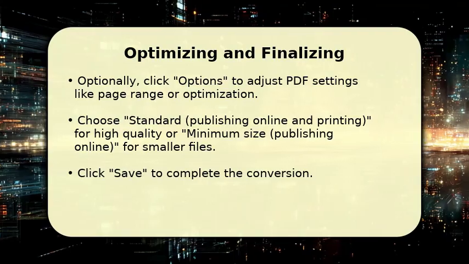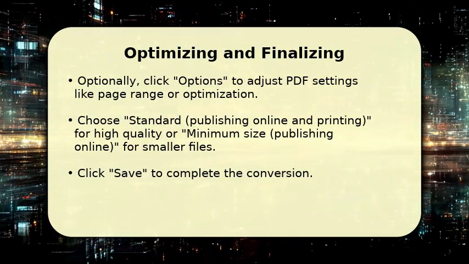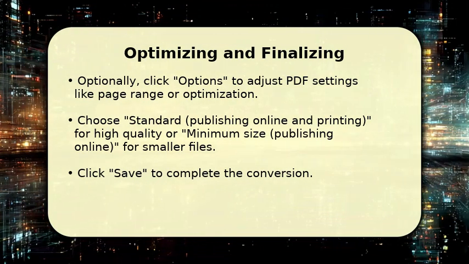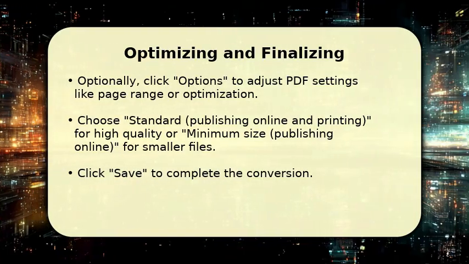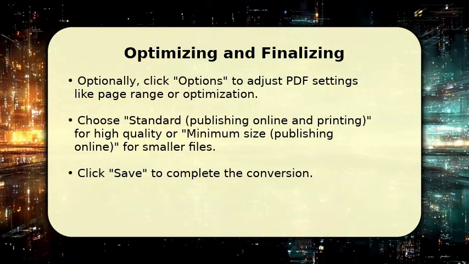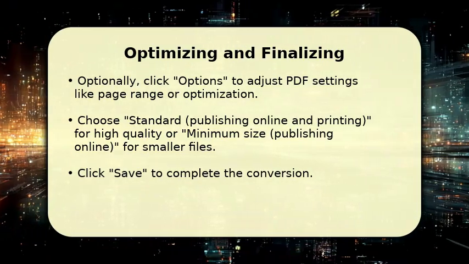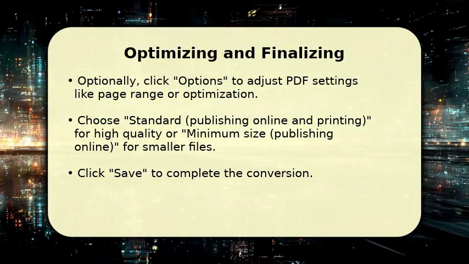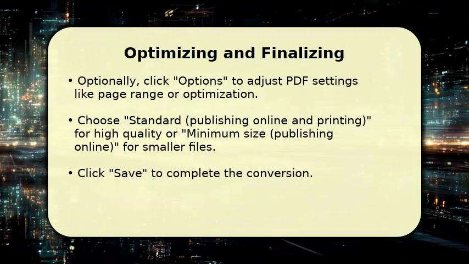Before hitting Save, you have a few optional settings. Click the Options button in the Save As dialog box. Here, you can specify a page range if you only want to convert certain pages or choose to optimize for image quality. For most uses, selecting Standard Publishing Online and Printing provides excellent quality. If file size is a concern, Minimum Size Publishing Online creates a smaller file. Once satisfied, click OK and then Save.